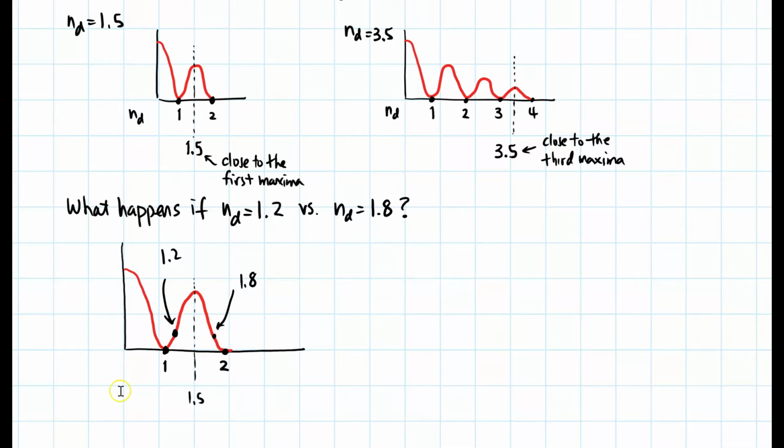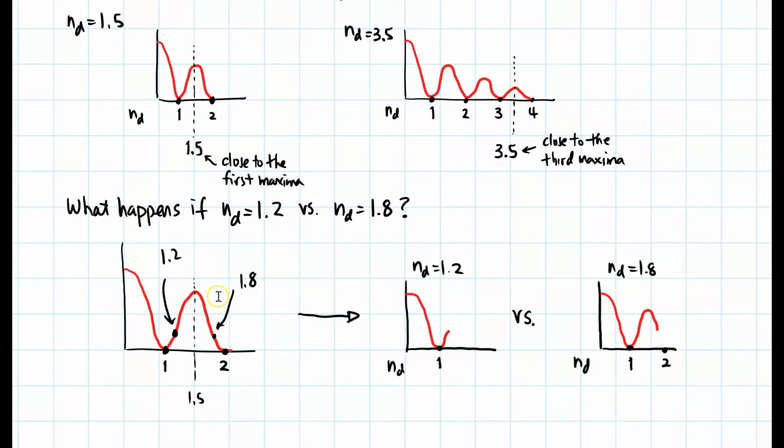So let's draw the pattern. If I expand on this pattern here, if I had ND equal to 1.2, what that means is that I get the central max, and then I'm just going to get a little bit of intensity past N equal to 1. Whereas on 1.8 here, I have the central max, and then I see the peak, and then I start to see the dimming of the light, but I don't get all the way down to 0. So these fractional ND values tell you that you're getting partial light at that spot.